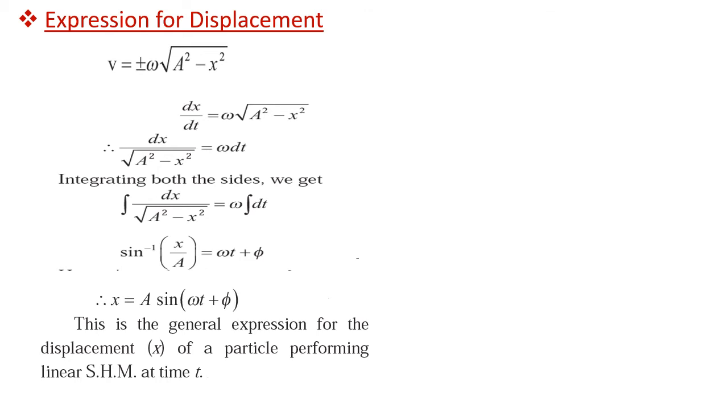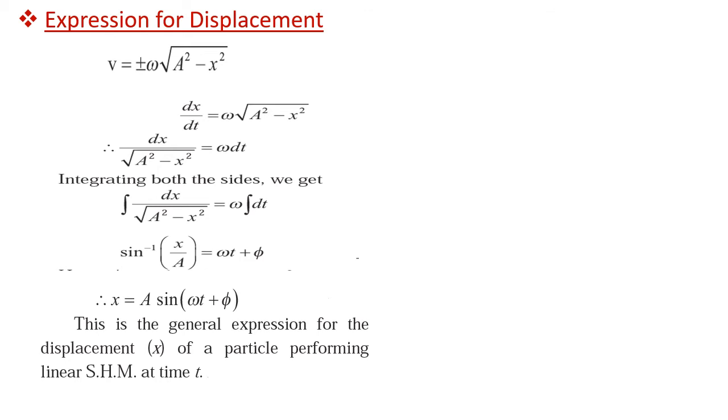Okay, so if you rearrange the terms in the above equation, you get x is equal to a into sine bracket omega t plus phi. So this is the general expression for displacement of a particle performing linear simple harmonic motion at time t.